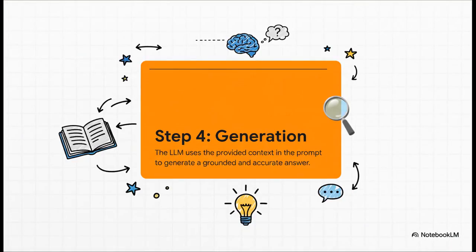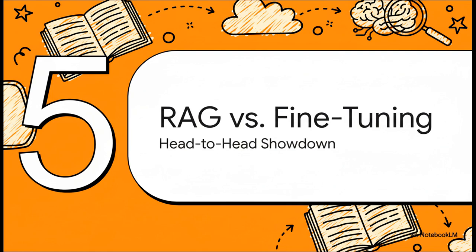And finally, we have generation. This new, beefed-up prompt gets sent to the large language model. But now, the model doesn't have to guess or try to remember something from its old training data. The facts are sitting right there in the prompt. This allows it to generate an answer that is way more accurate, relevant, and actually grounded in the facts you just gave it.